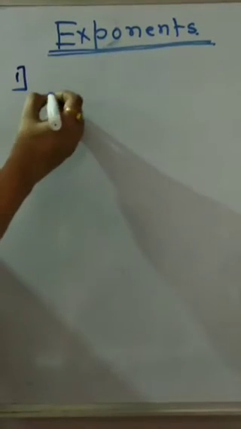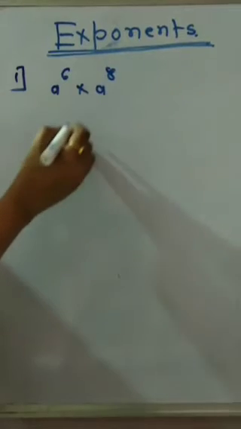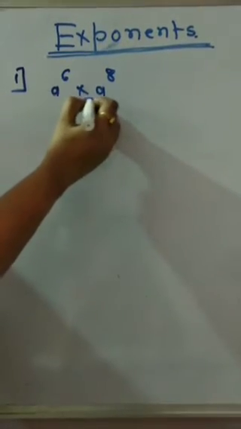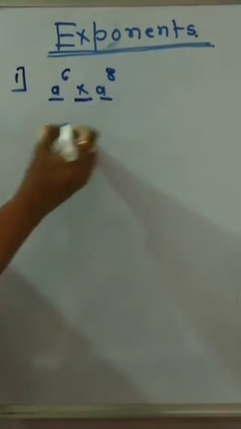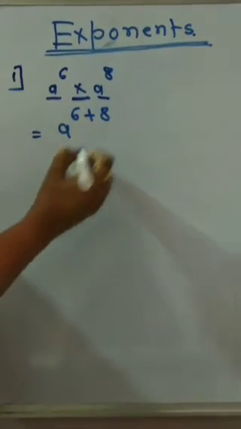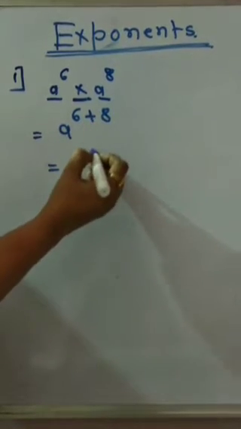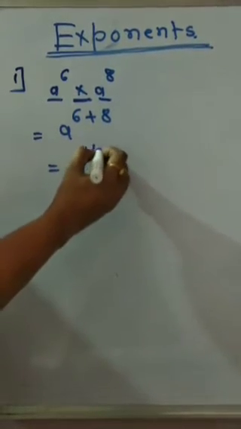Now we are learning some examples of exponents. First one is a raised to 6 into a raised to 8. In multiplication, the base is the same, so we have to do addition in the index. a raised to 6 plus 8. Therefore, a raised to 14.